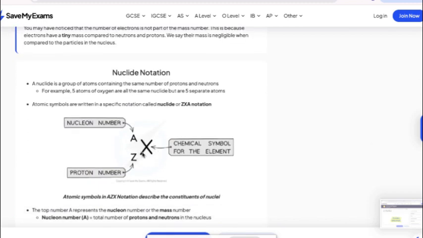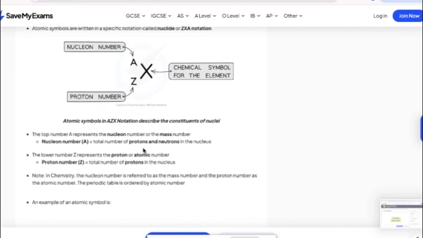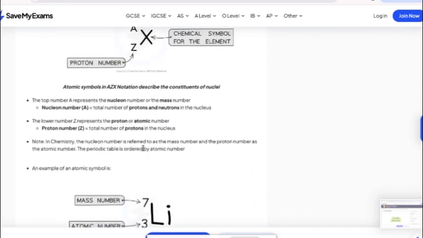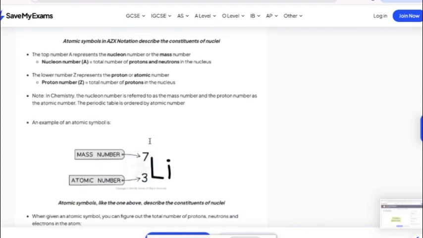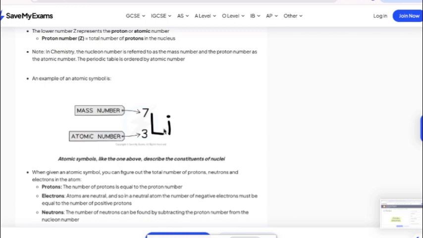In the nuclear notation, this is the chemical symbol for elements. We use X just to represent elements. This one is the proton number, Z, or the atomic number, while this A is the nucleon number or the mass number. All of this I've already explained. Now, let's take a look at a specific example. This is lithium. For lithium, we have 3 at the bottom, 7 on top.